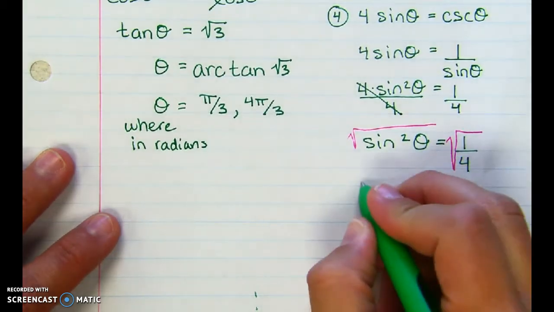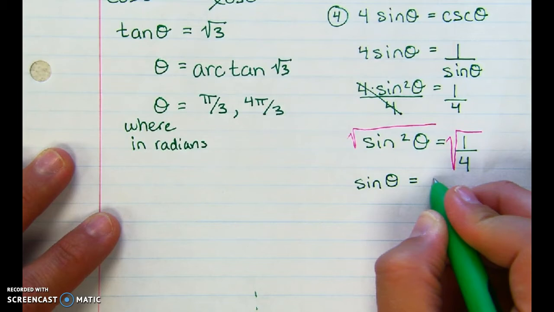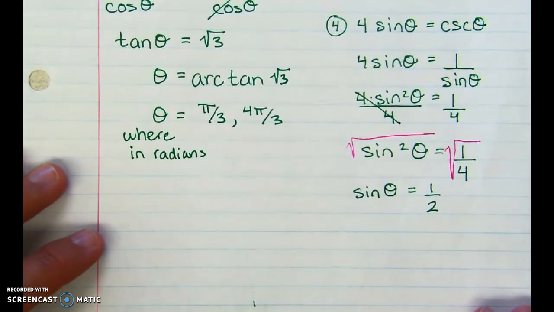And you know what's cool? The square root of 1/4 is what? 1/2. And that's on the unit circle. Isn't that neat? Let's go back.